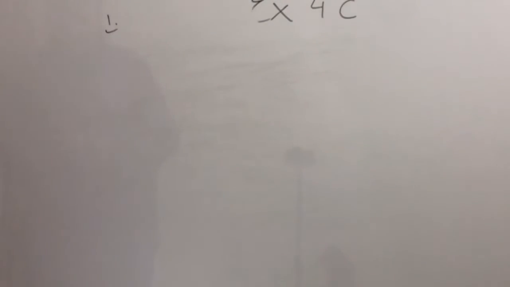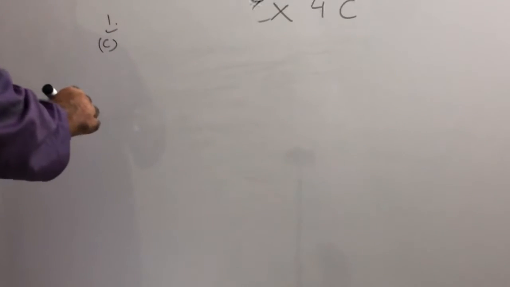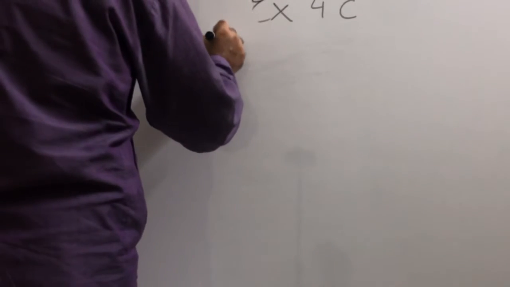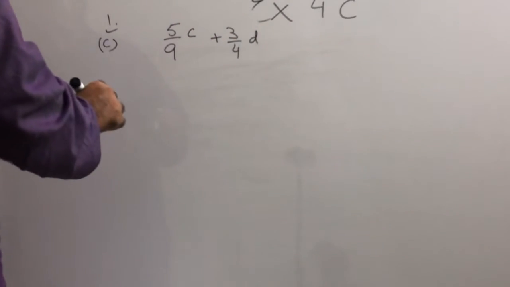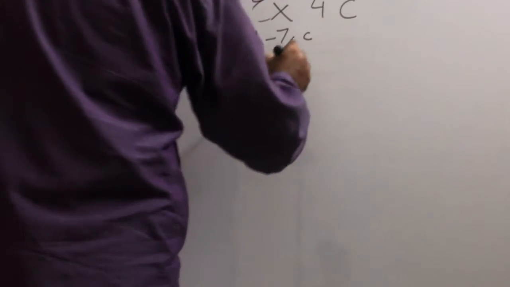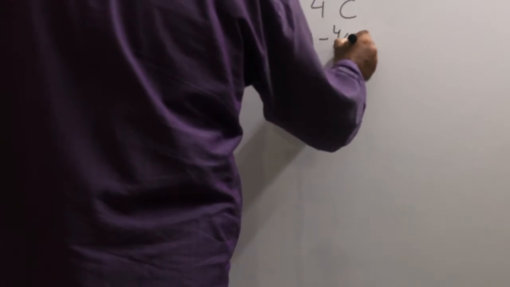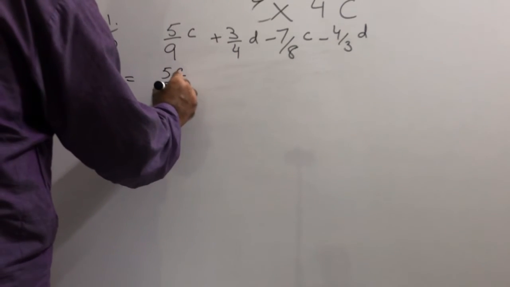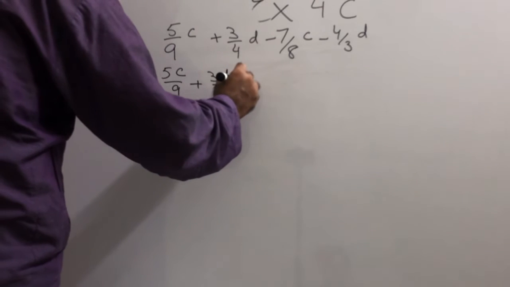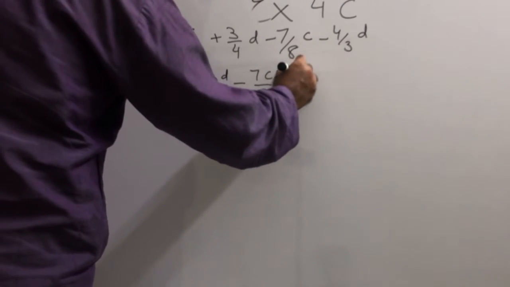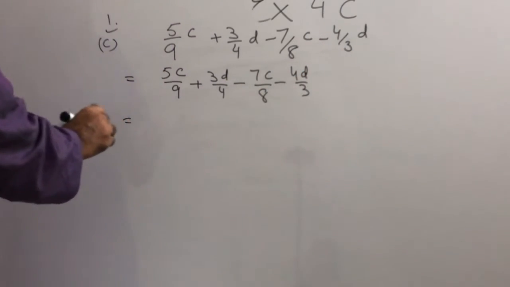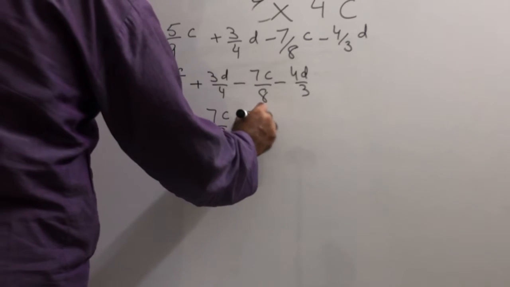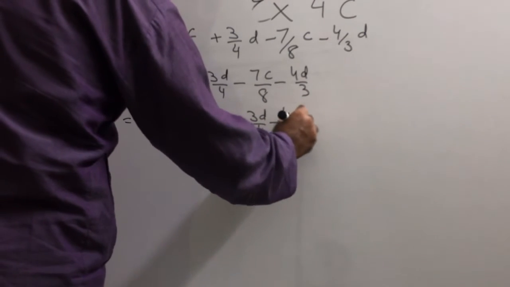of question number 1, exercise 4C. It says 5 over 9 c plus 3 over 4 d minus 7 over 8 c minus 4 over 3 d. The first step is that we will write it like this: 5 into c is 5c, we can write 5c over 9 plus 3d over 4 minus 7c over 8 minus 4d over 3. Then we will bring closer the like terms: 5c over 9 minus 7c over 8 plus 3d over 4 minus 4d over 3.